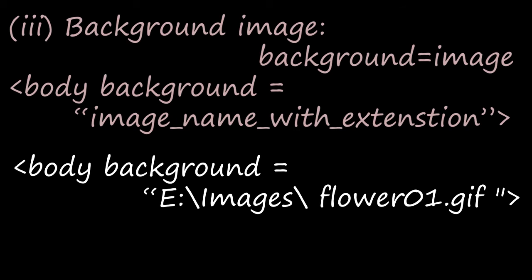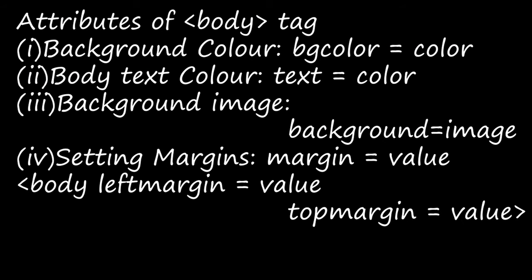And the next one, setting margins. Setting margins means you will have to give the value of the margin. For that, you have to give margin is equal to value, right? The margin refers to the blank area from the left or top or from the edge of the browser window, right? Generally, there is no default margin in the browser screen settings. If you want to leave some space as margin to the left, or you want to leave some space at the top, you can use left margin or top margin, right? These are the attributes which will be used for having the margin, right?